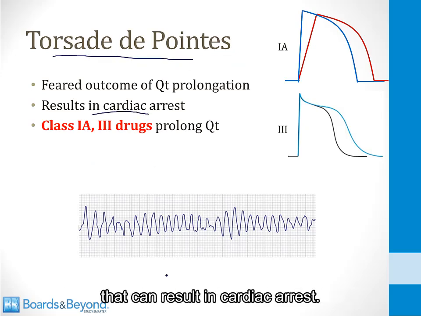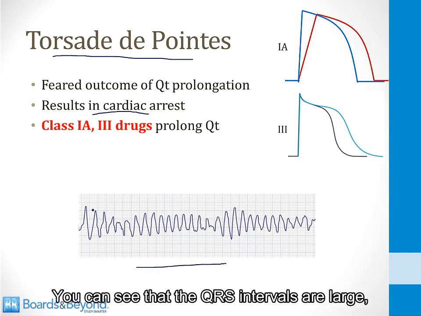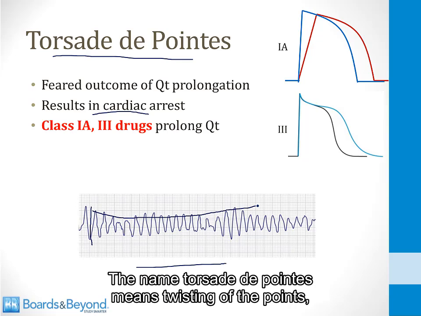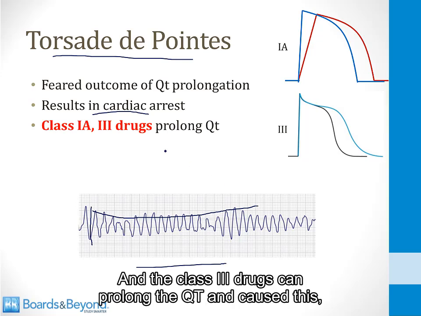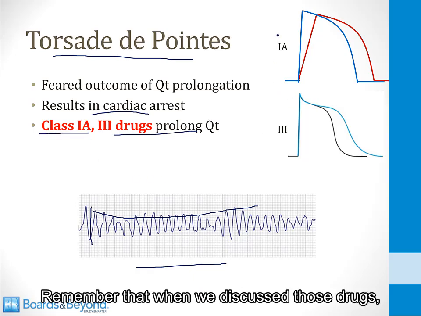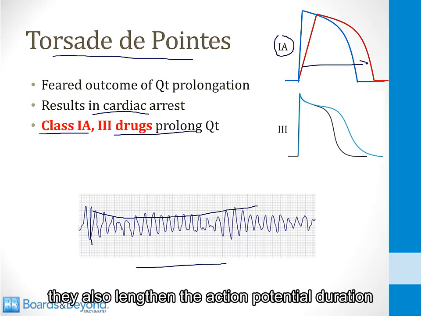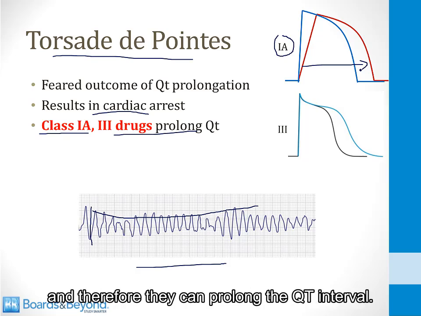This is an EKG tracing showing torsade de pointes on the screen. You can see that the QRS intervals are large, and then they shrink, and then they become large again. The name torsade de pointes means twisting of the points, and it gets its name because of the shape of this arrhythmia. And the class 3 drugs can prolong the QT and cause this. So can the class 1A drugs. Remember that when we discussed those drugs, they not only shift phase 0 of the action potential, they also lengthen the action potential duration by blocking some potassium channels, and therefore they can prolong the QT interval.